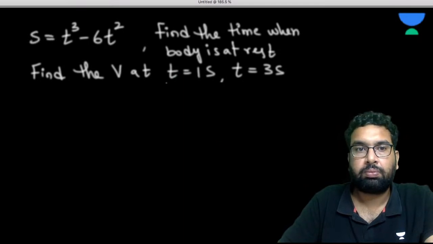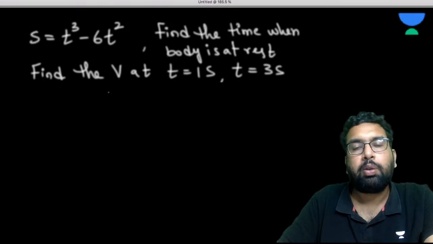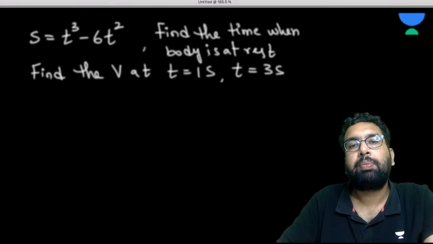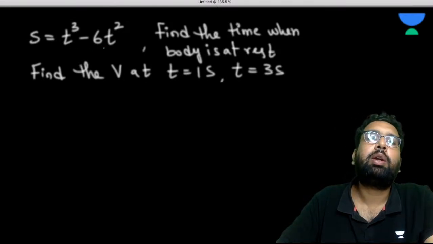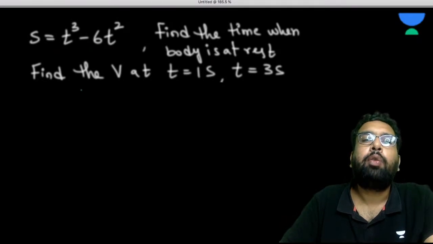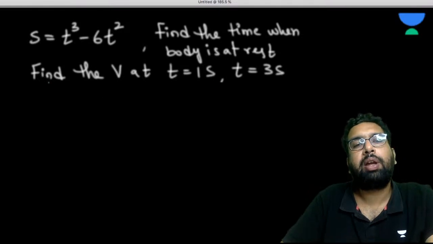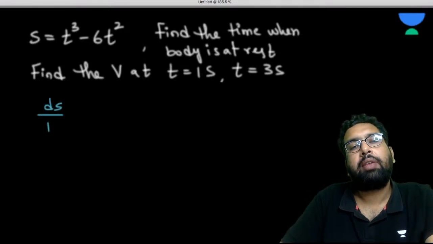So how can we do it? See again, this is very simple. Now s is equal to t cube minus 6t square. We want to have the velocity at this and this point. So simply what we have to do is differentiate it with respect to time. So v is equal to ds by dt.